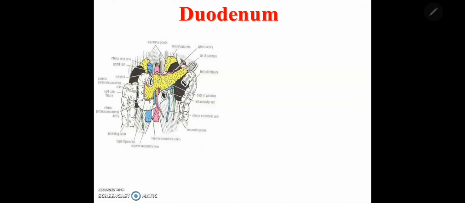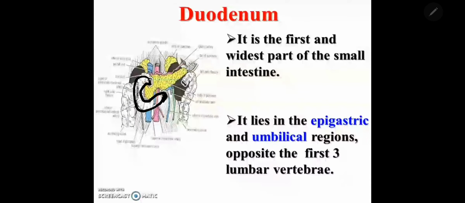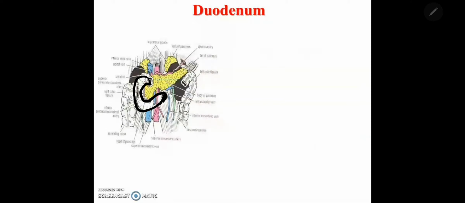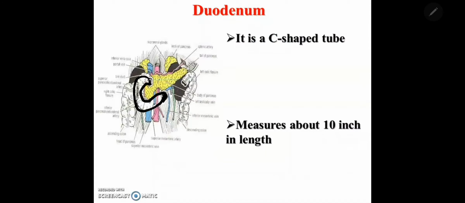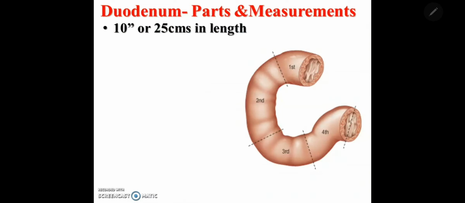As you can notice, the duodenum is a C-shaped tube. It is the first and widest part of the small intestine, and it is the least mobile part. Remember that, only the first part of the duodenum is mobile. So it is the widest and fixed part of the small intestine. As I already told you, it is a C-shaped tube that measures about 10 inches in length, that is around 25 centimeters.